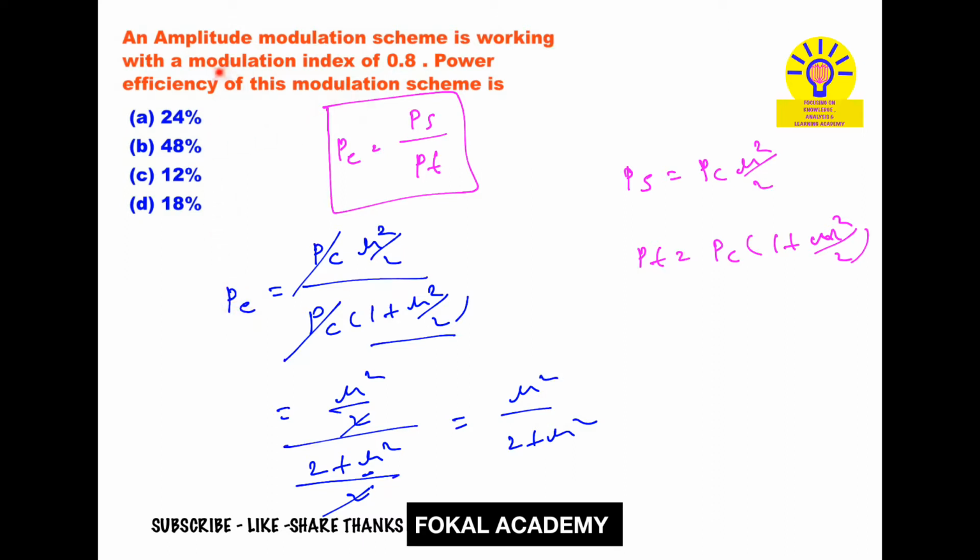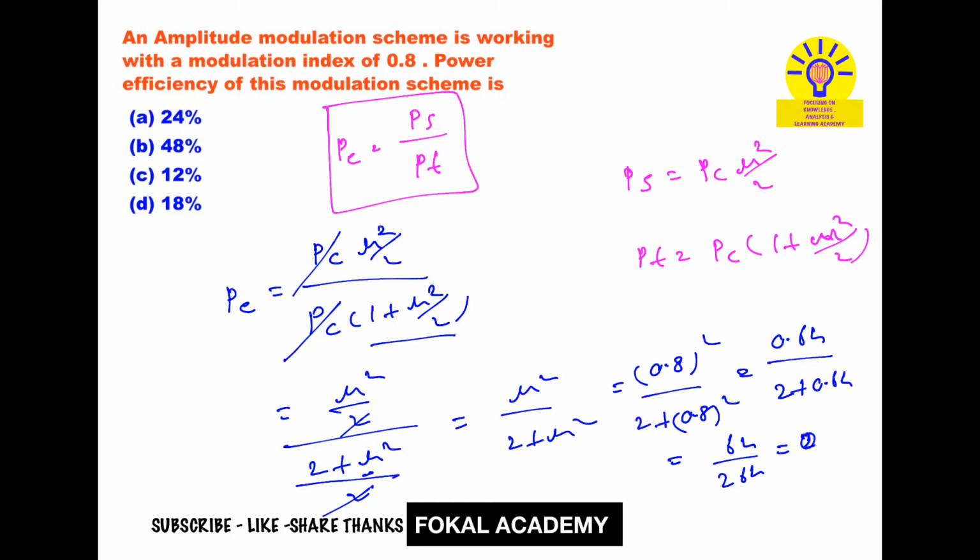We want power efficiency for modulation index 0.8, which was running in the amplitude modulation scheme. So substitute modulation index 0.8, then it becomes 0.8 square divided by 2 plus 0.8 square. It results 0.64 divided by 2 plus 0.64. It is nothing but 0.64 by 2.64. That is 0.24. Now in the options it is in percentage, so convert this into percentage, that is 24%. Okay, so from the options, that is the correct option.